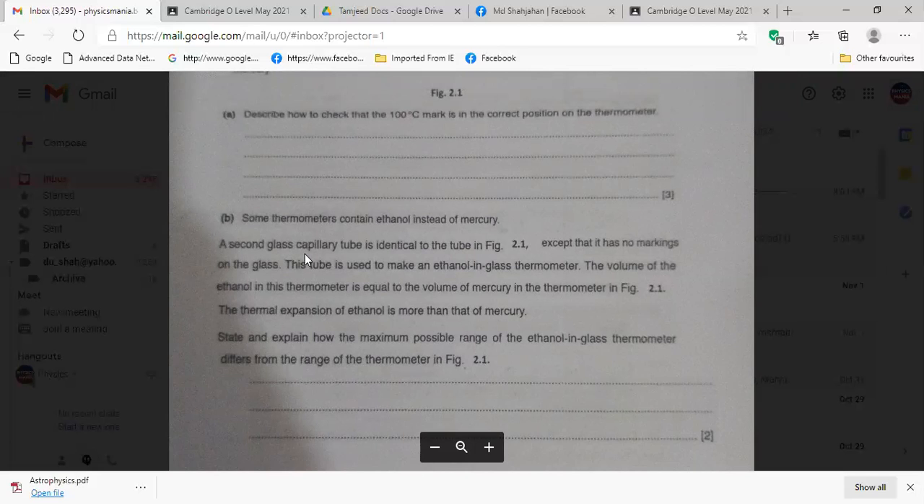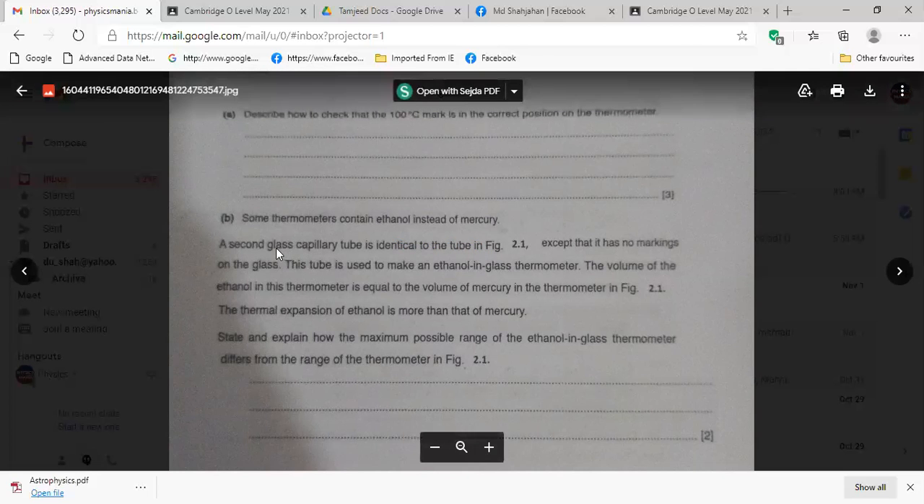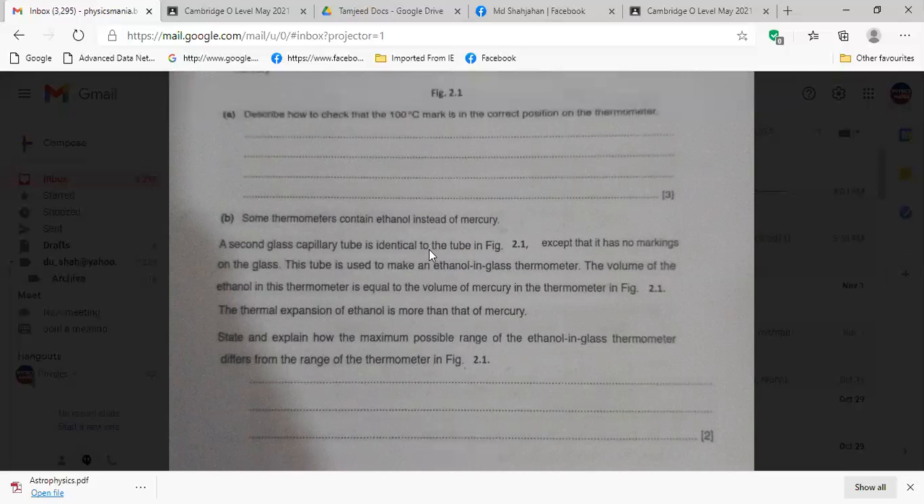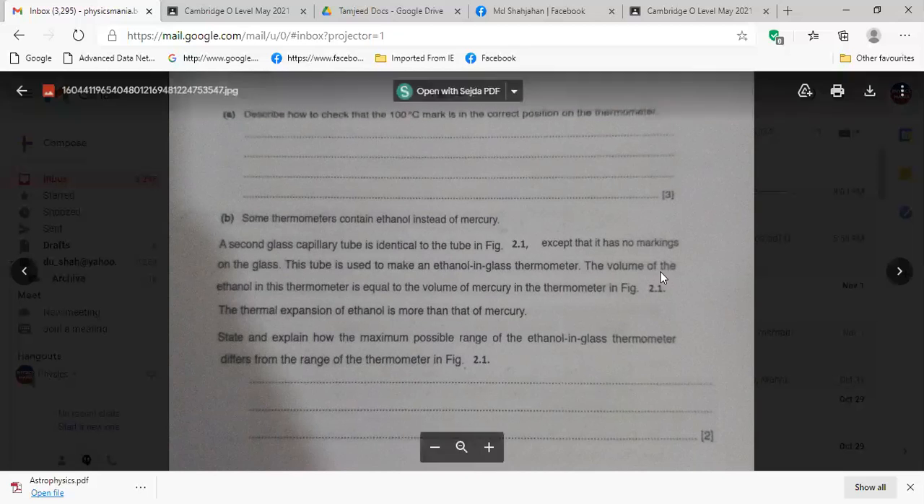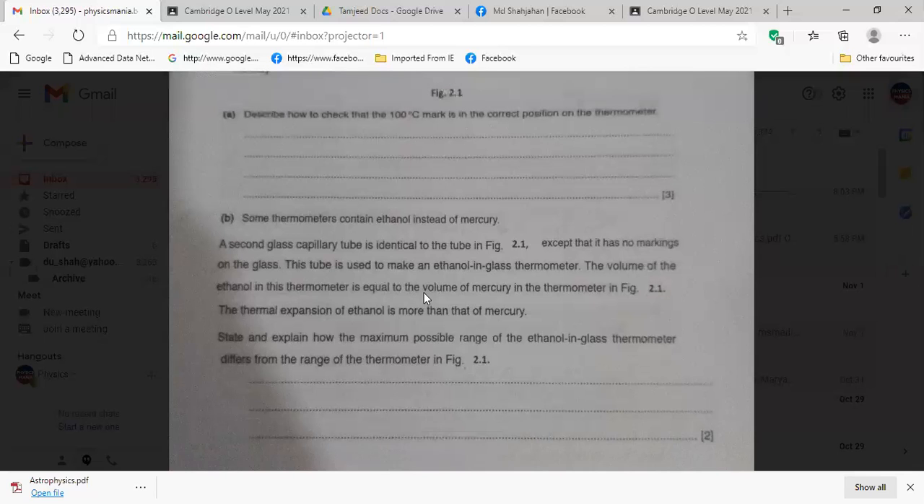So they are giving you some information. The second glass capillary tube is identical to the tube in figure 2.1, but they are using different liquids. One is using ethanol, another one is using mercury. They gave information here. The volume of ethanol in the thermometer is equal to the volume of the mercury in the thermometer. The thermal expansion of ethanol is more than that of mercury. If thermal expansion is more, then what happens?